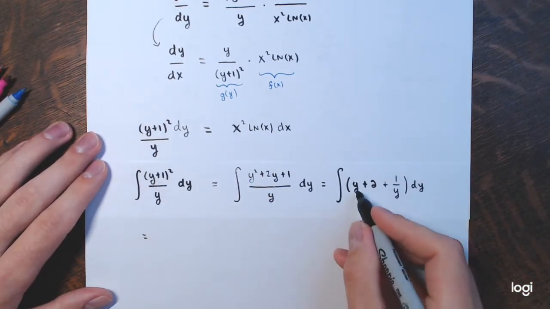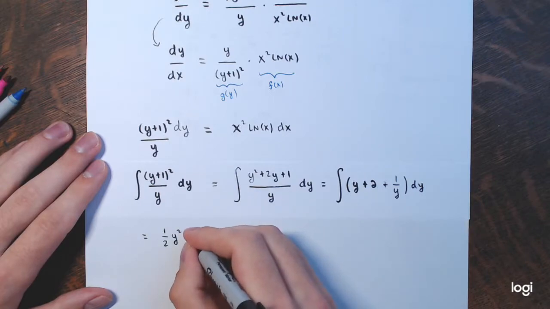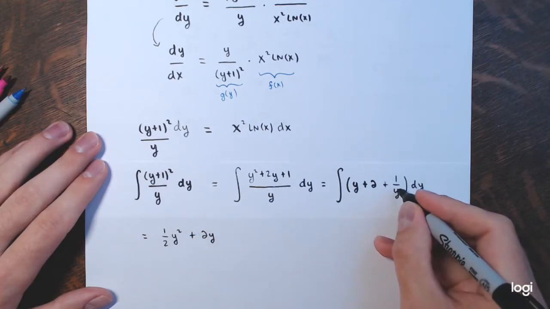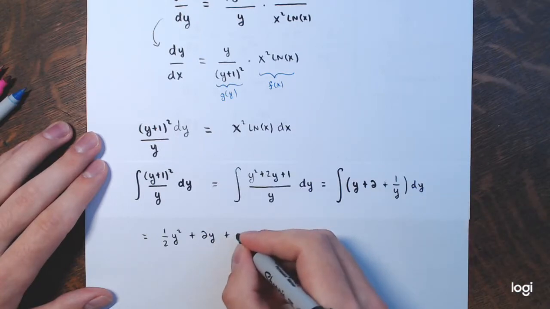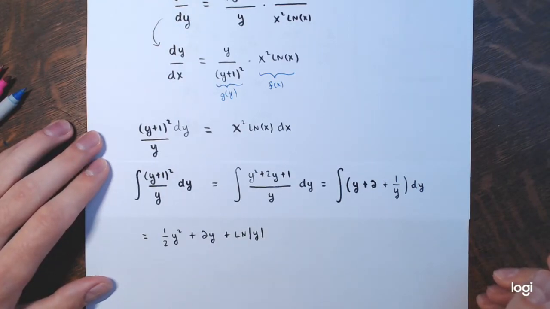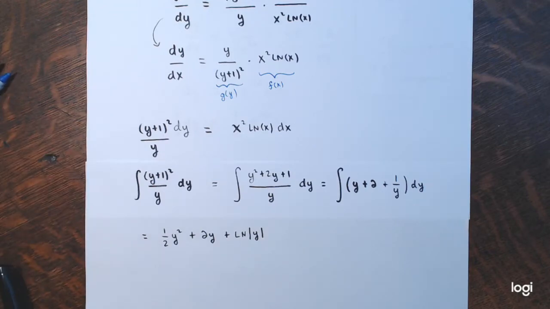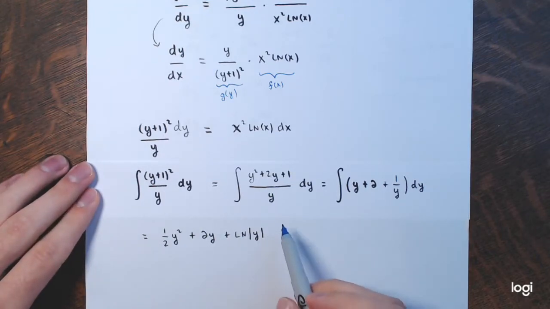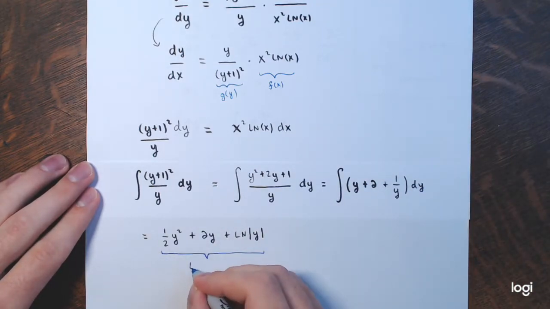So on the left side, I'm going to have half y squared, the integral of y, plus 2y, and then the antiderivative, remember, of 1 over y was the natural log of the absolute value of y. Now if you make a mistake here and just write the natural log of y, I wouldn't mark you off myself, but it should technically be the natural log of the absolute value of y. Now again, there's a plus constant here, but I'm just going to put the constant on the right side. So this will be the left side.